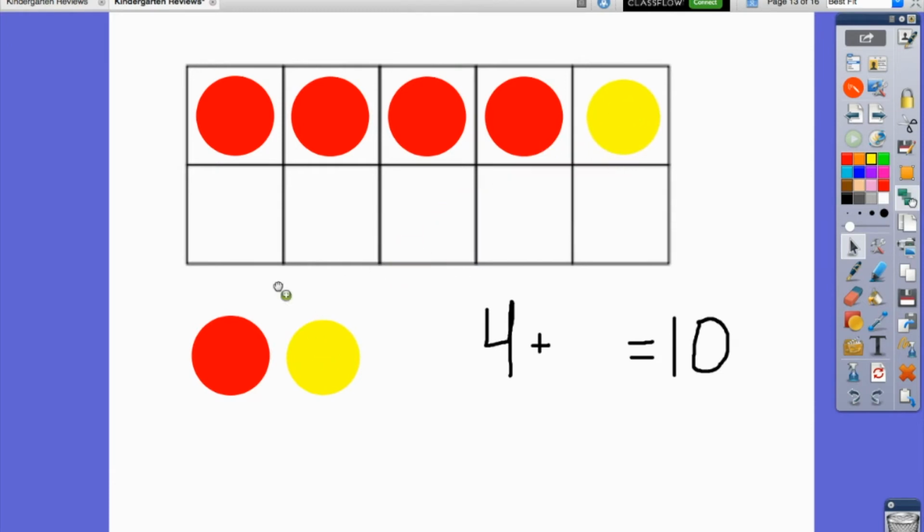1, 2, 3, 4, 5, 6. How many yellow counters did I add to our 10 frame? That's right, we added 6. Are 4 and 6 number partners that make 10? I want you to count them to yourself and make sure we have 10 counters.